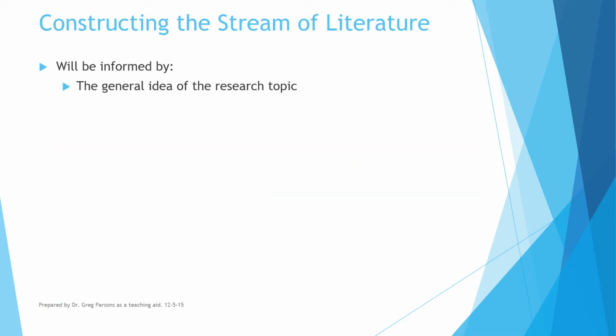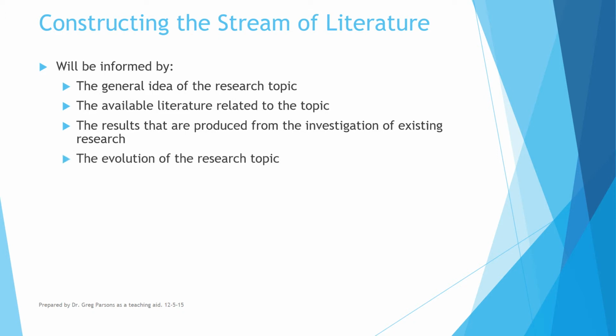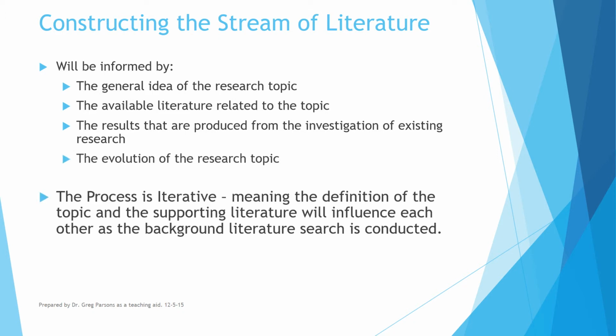Okay, so when you're constructing a stream of literature, you know about the research topic, you know about the literature that's available, and then you investigate the existing research and start developing your stream. And that's what you should be doing, thinking of in your papers for the class.